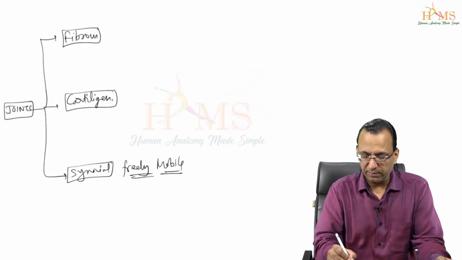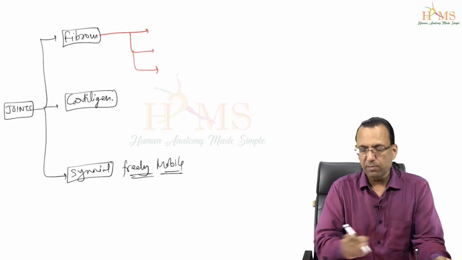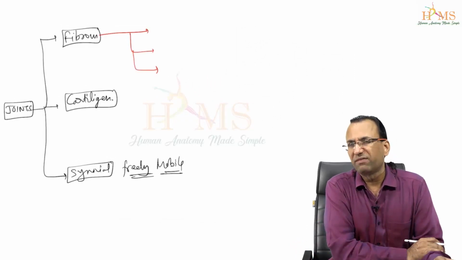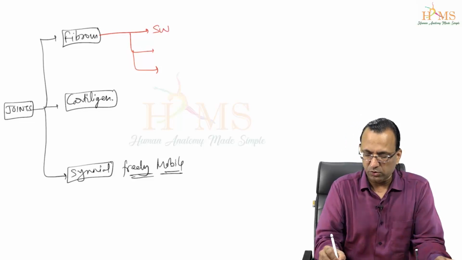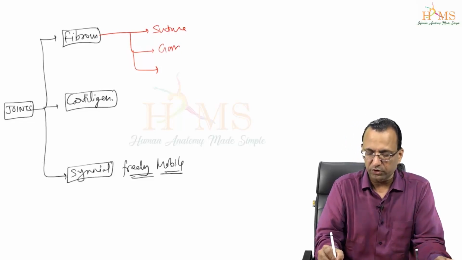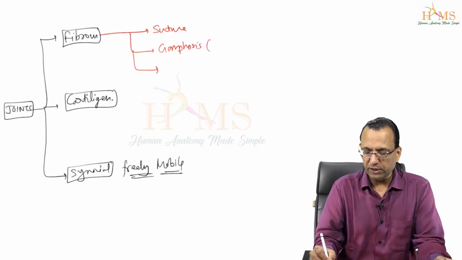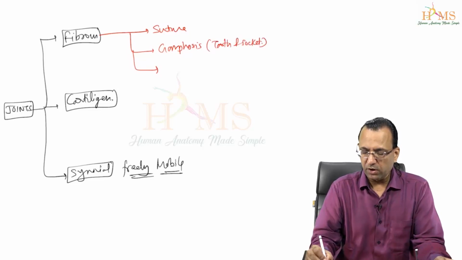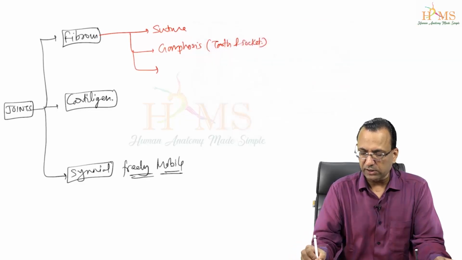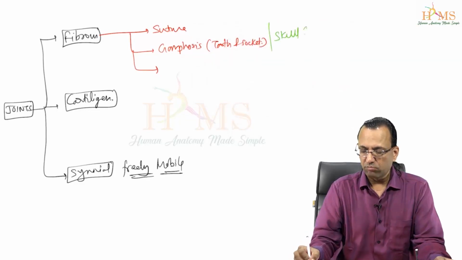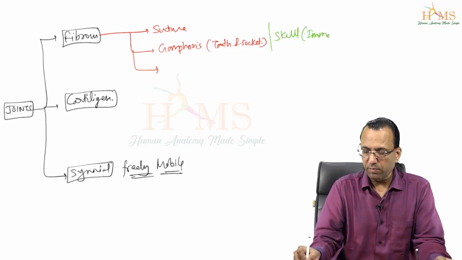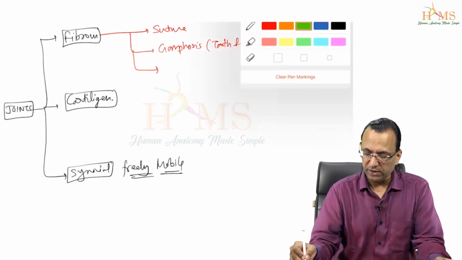What are the three types of fibrous joint then? As you are talking about the three types of fibrous joint which have restricted mobility, there is the suture in the skull and gomphosis. What is gomphosis? It is the tooth and socket joint in the skull. Now, both of these are in the skull and they are immobile joints. They are immobile joints.